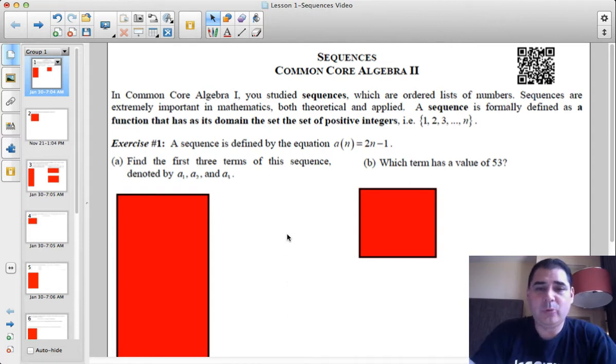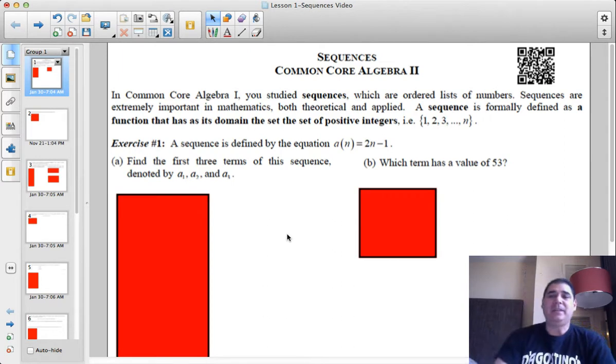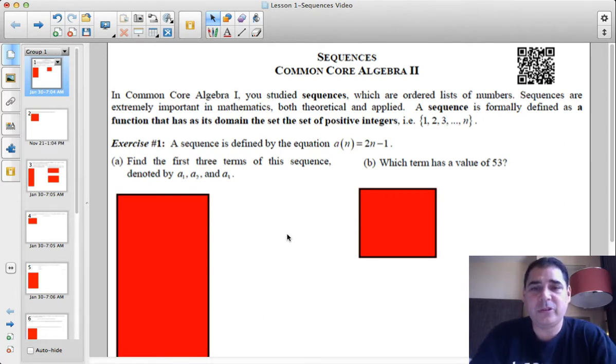In Common Core Algebra 1 you studied sequences, which are ordered lists of numbers. Sequences are extremely important in mathematics, both theoretical and applied. Now, when I asked you for the first term, the second term, the third term, those are going to be our values for n. Okay, so those are integers. You can't have a term that's 1.5, the 1.5 term. You can have 1, 2, 3, 4, 5, 6.